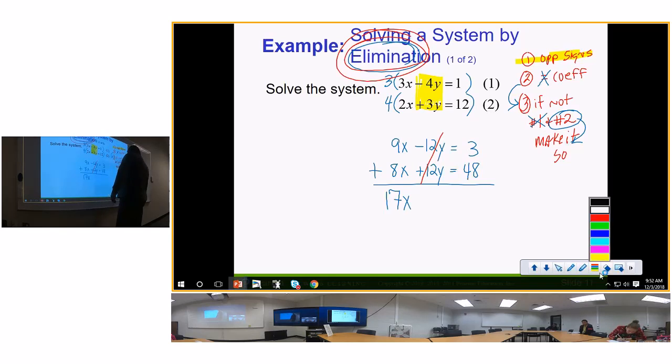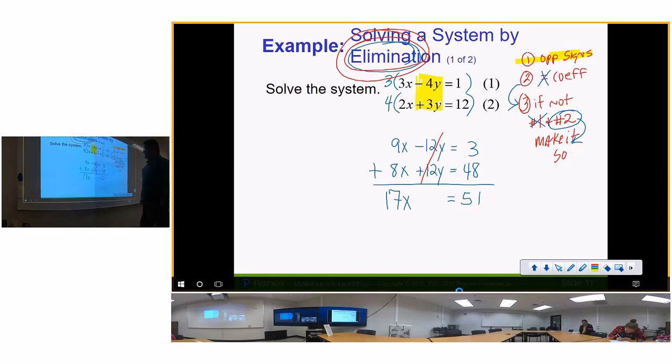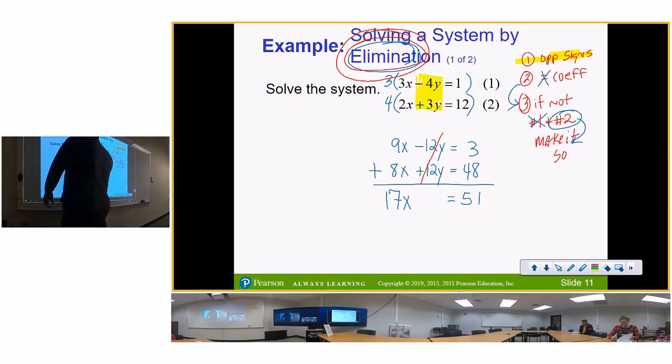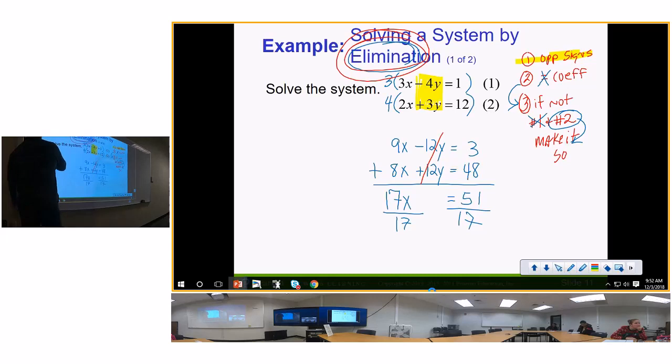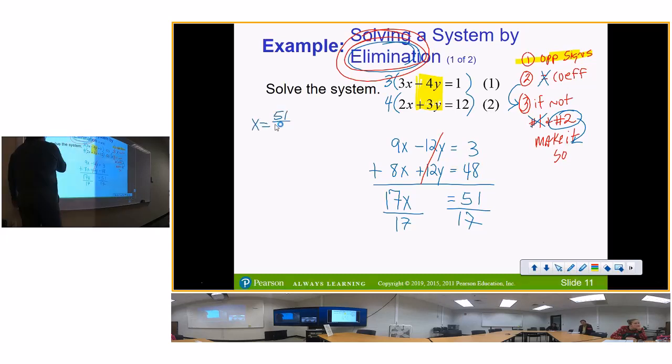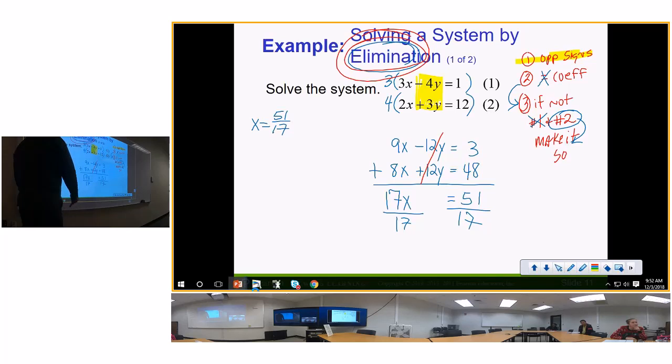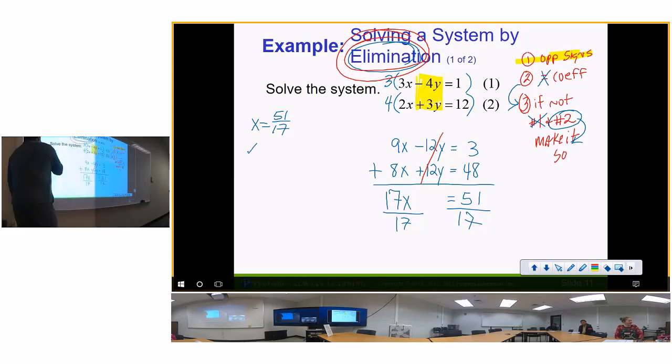Eliminate, yeah, that's good. That's good. You sit over there in the corner. 48 and 3 is 51. Eliminate. All right, so divide by 17. And you get some funky number over here, but that's okay. So x is equal to 51 over 17, which now is equal to 3. Okay, I didn't know. Thank you.